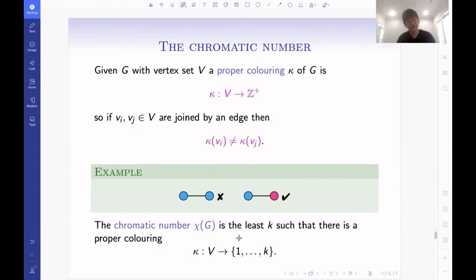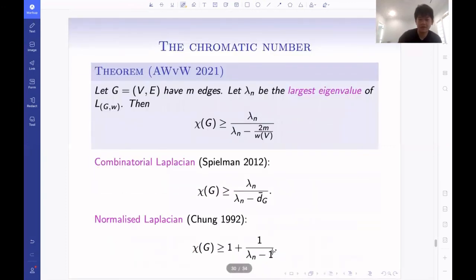So the chromatic number chi of G is the least positive integer k so that there is a proper coloring sending V to the numbers from 1 to k. So what's the minimum number of colors you need to get such a satisfying assignment? And we can show that if G has m edges and lambda n is the largest eigenvalue of your vertex weight Laplacian, then chi of G is greater than or equal to lambda n over lambda n minus 2m over weight of V. Again, we have an edge-weighted version of this. Okay, how do we do this?